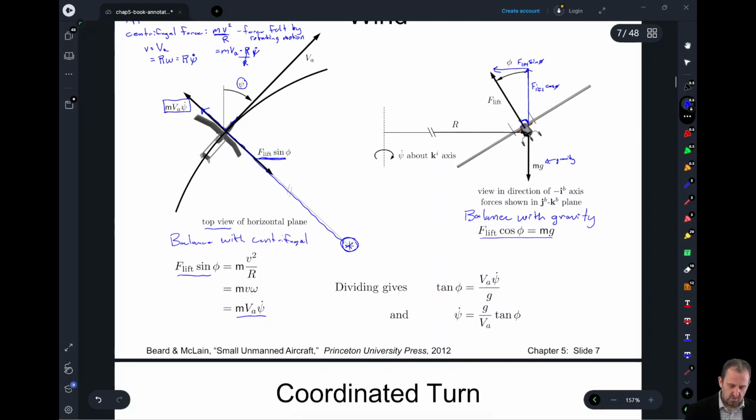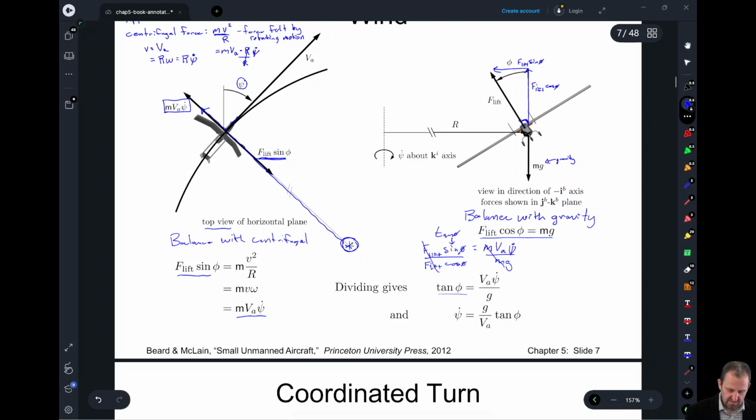All right, so what we're going to do is divide one by the other. So we have F lift times the sine of phi equal to m VA psi dot. And we're just going to divide both sides by our vertical force, F lift cosine phi, which is equal to mg. All right, so our F's cancel out, our m's cancel out. This guy right here, sine over cosine, is just our tangent of phi.